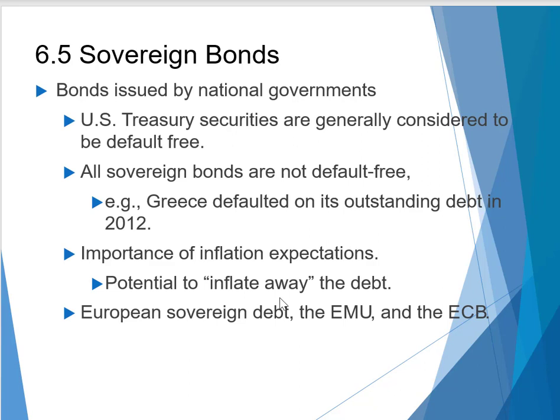So sovereign bonds, right, issued by other governments, we need to understand about this risk level. United States Treasury securities are generally considered to be default free. But what about the debt of other governments? They're not necessarily default free. And certainly any government can print more of its own money. But for instance, Greece defaulted on its outstanding debt just in 2012.